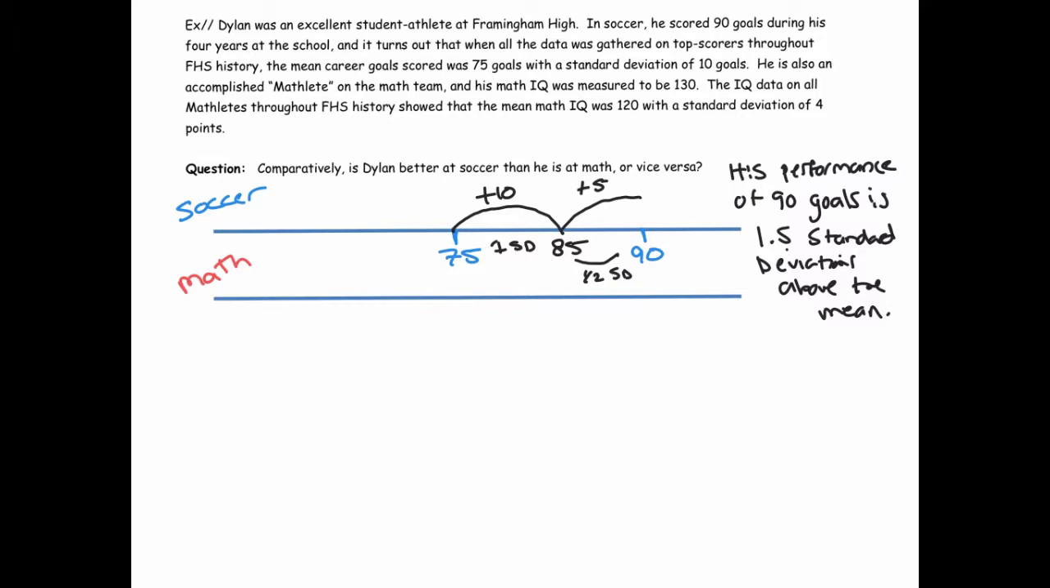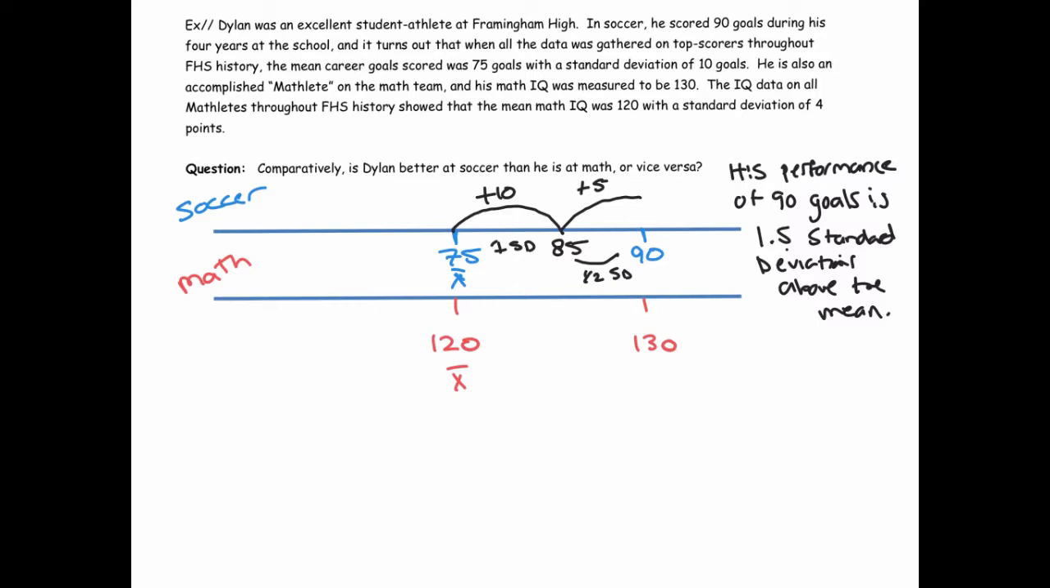Let's go see how we did in math. In math, the mean math IQ, whatever that means, I obviously made this up, is 120. So that's going to go here. And I'm going to put the symbol in just to remind you, that's the symbol for mean. So there's our mean. Now, his IQ was 130, so let's put 130 out here. Let's see how many standard deviations above the mean he is.